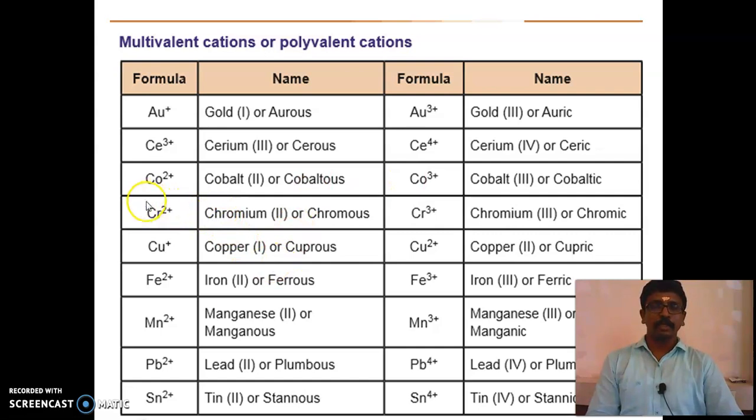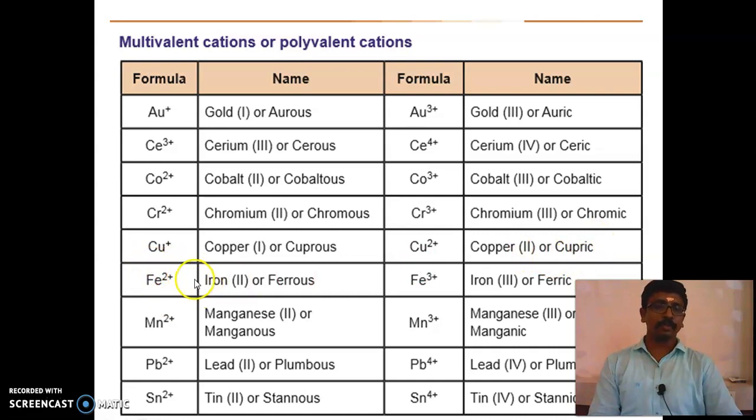And next is Cr2 plus. Cr2 plus means chromium 2 or chromous. And Cr3 plus, chromium 3 or chromic. And next Cu plus, copper 1 or cuprous. And Cu2 plus means copper 2 or cupric.